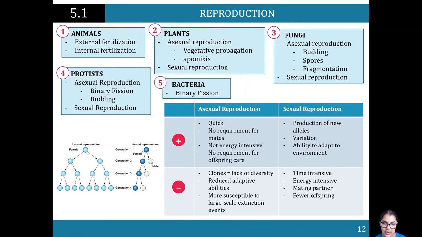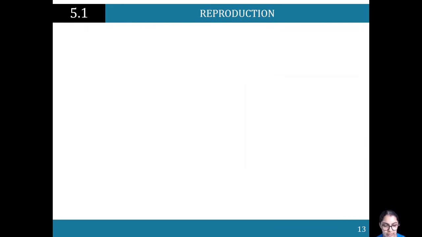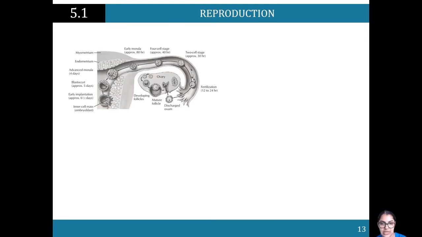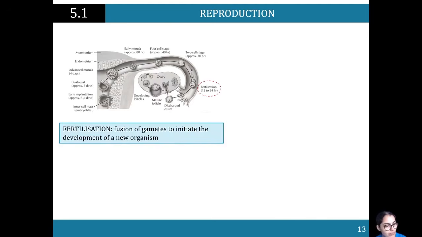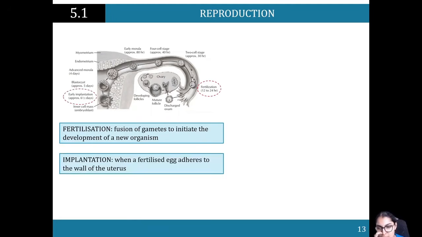Okay, here we go. Now let's have a look at reproduction in mammals. So this is where we would look at the process of fertilization and implantation. You want to know what those processes are, and you want to know the structures that are involved. So fertilization is the fusion of gametes to initiate the development of a new organism, right? And it takes about 12 to 24 hours.